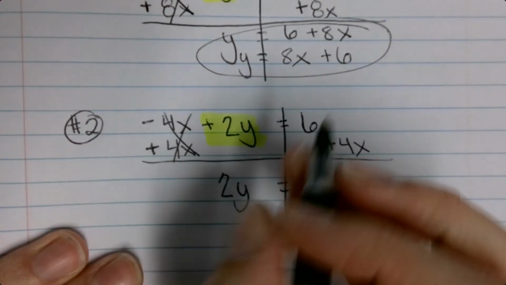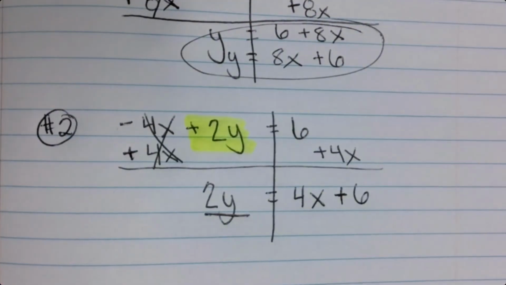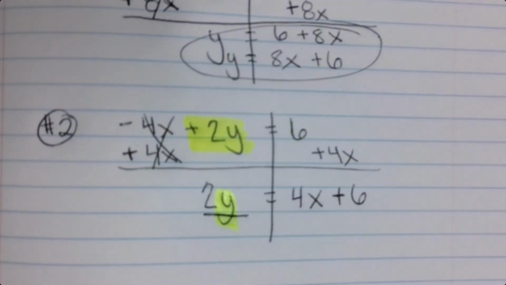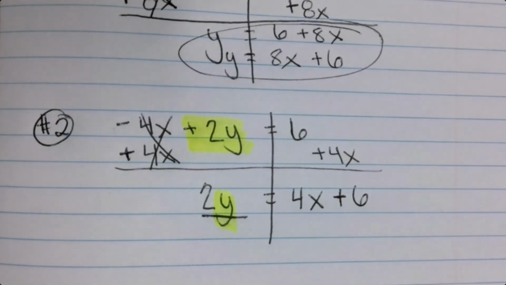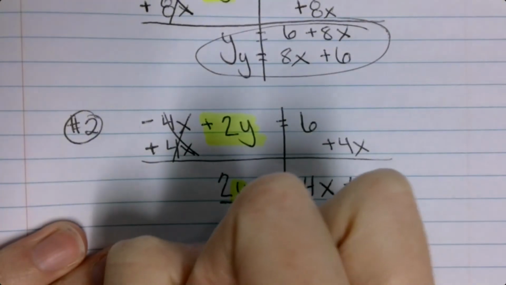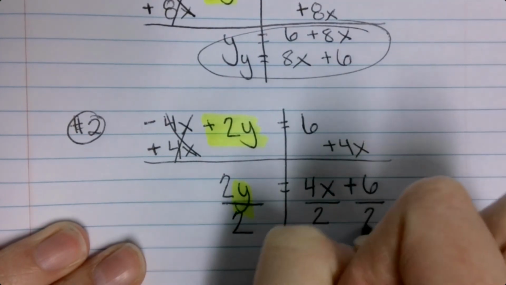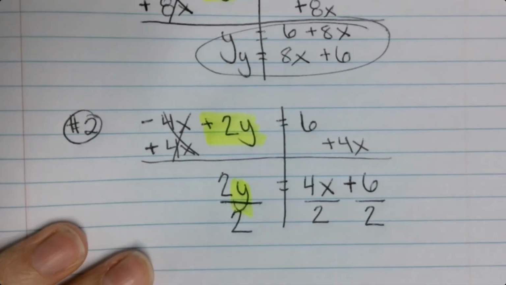And then from there, we say, okay, now I want to get that y all by itself. I want that to be alone. Remember that when two numbers are next to each other, like the 2 and the y, that means they're being multiplied. So to undo that multiplication, I would have to divide. So here is where it gets tricky. You have to divide every single term by 2.